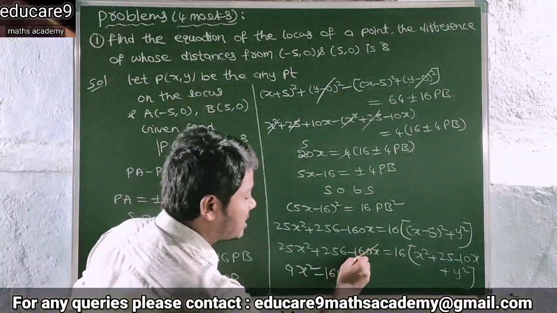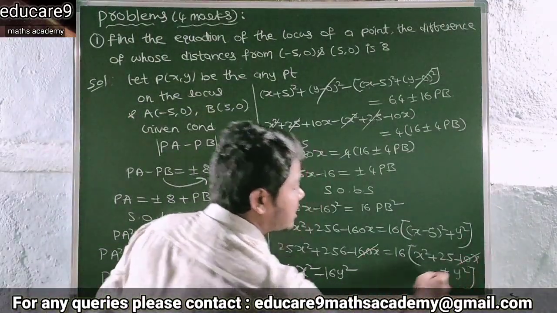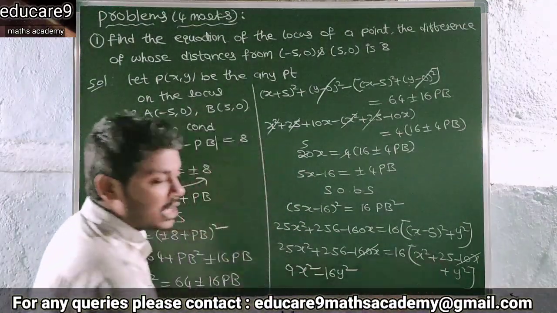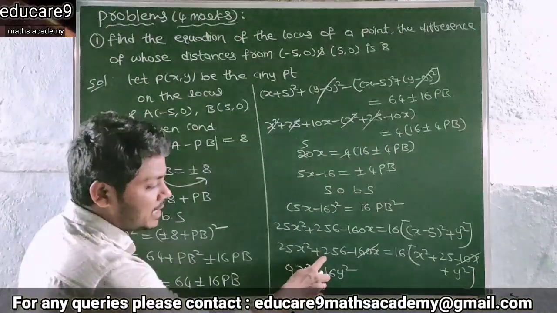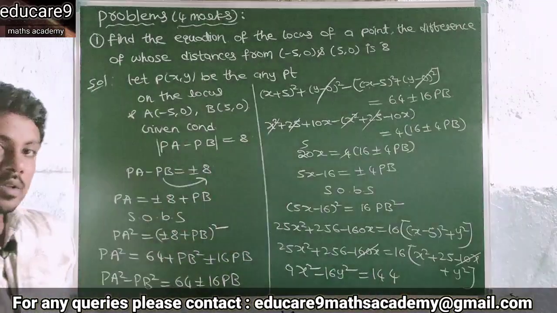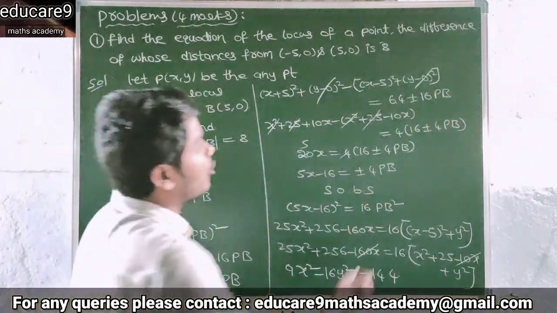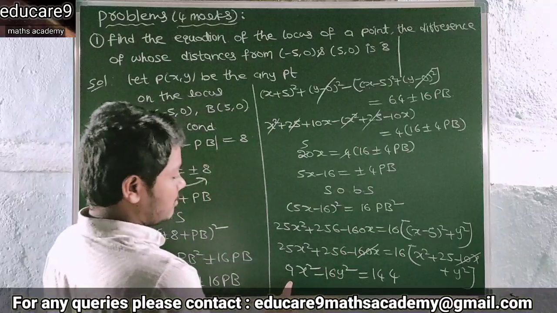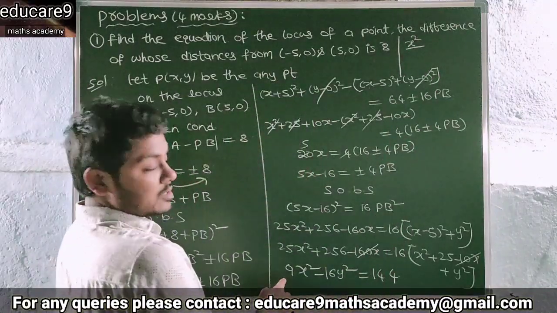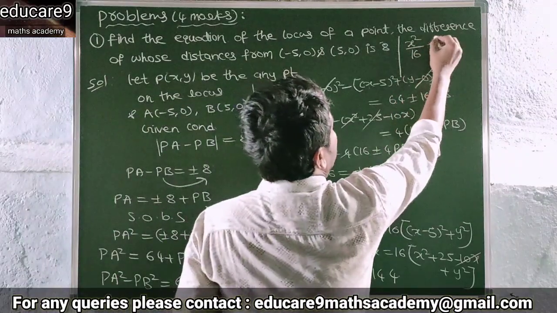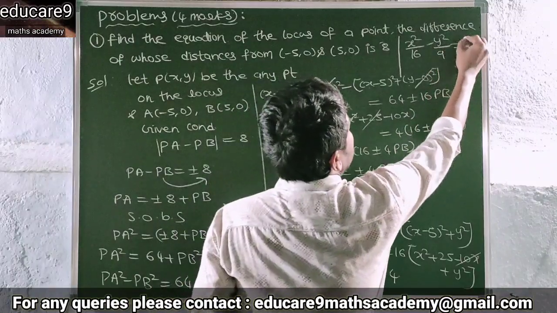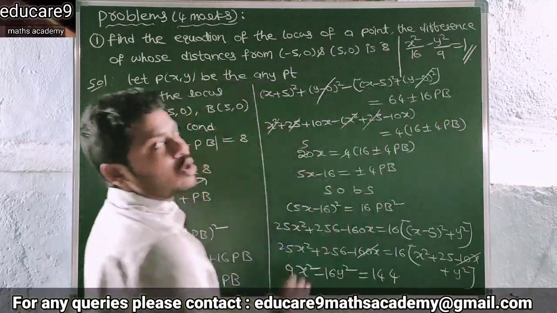Here -160x and -160x, both get cancelled. And here 16 into 25 is 400, minus 256, that is 144. Now divide by 144. What you get? x²/16 - y²/9 = 1. This is the required locus of P.